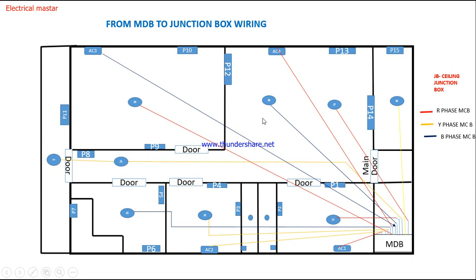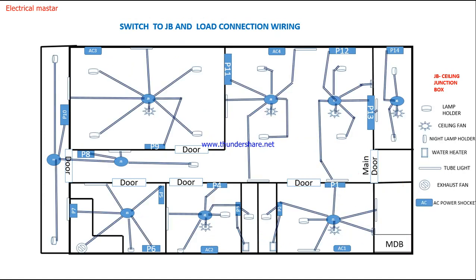So like that, each phase I split the house wiring, so loads will also be distributed equally. Similarly, I take another R phase supply connected to the individual ACs, AC1, AC2, AC3 and AC4. Like that, you first have to do the wiring to the JBs. Then the next drawing: switch to JB and load connection wiring drawing.